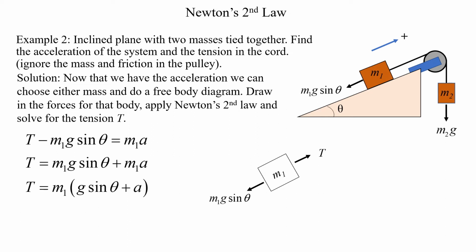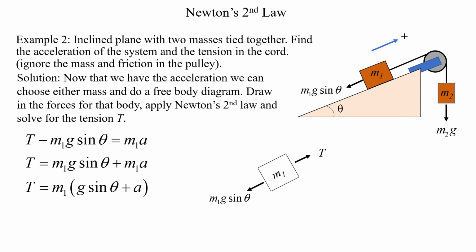So we have the tension minus m1g sine theta as the sum of the forces. That equals m1 times the acceleration. Solving for tension, we get m1g sine theta plus m1a. And then factoring out m1, we get the tension equals m1 times the quantity g sine theta plus a.